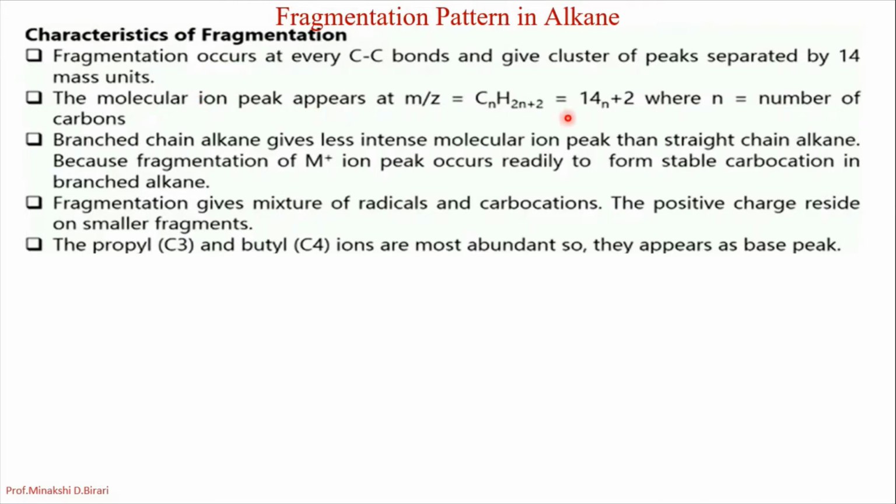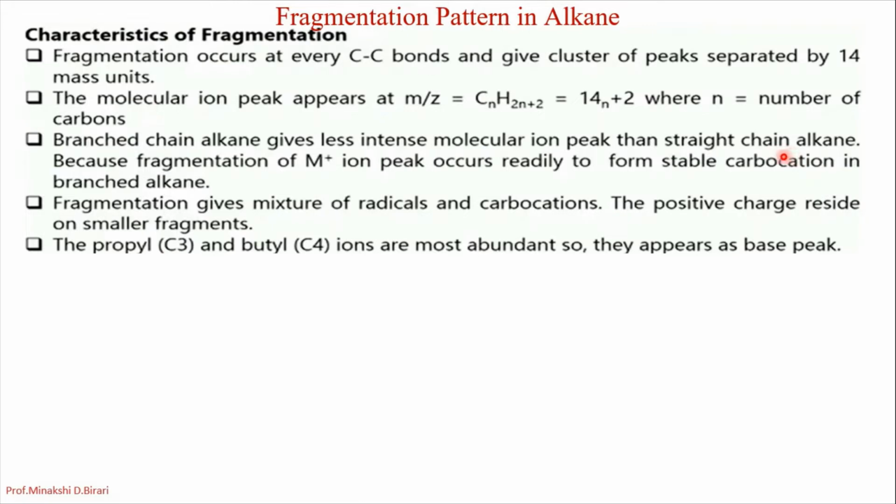So depending upon the number of carbon atoms, we get the molecular ion peak at m/z equal to CnH2n+2, or that is equal to 14n + 2. Third important rule: if you observe the branched chain alkane, the fragmentation occurs and it gives a less intense molecular ion peak than straight chain alkane. Branched chain alkane gives a less intense peak than straight chain alkane.